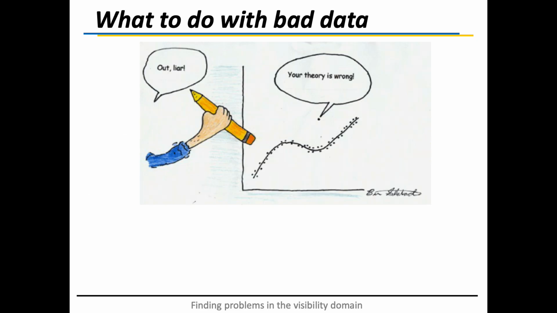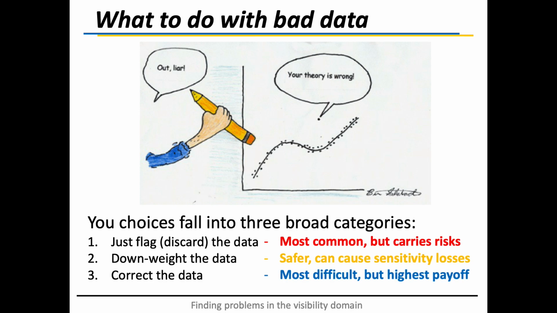So we know we've got bad data in our data set, and the question is now what to do about it. And generally speaking, the options fall into kind of one of three categories. So we can just simply discard the bad data. And in fact, this is probably the most common approach in radio astronomy and in interferometry. It does carry some risks. In particular, you may screw with the noise statistics of the data, which would be very bad. And I'll talk about that more in a little bit. But this is the most common approach.